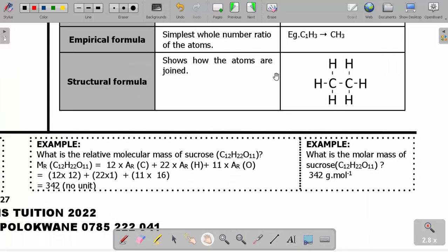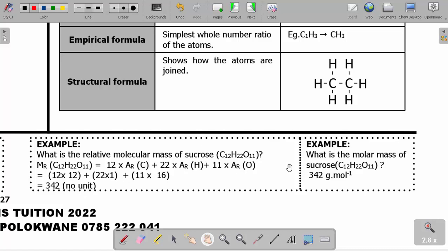Now another example here also could be, what is the relative molecular mass of sucrose? That is C12H22O11. Now we're going to do it. Carbon is 12, so we're going to say 12 times 12. What about hydrogen? It has got mass of 1. It's going to be 1 times 22. What about oxygen with 11 of them? It's going to be 11 times 16, which gives us 342. Because this is relative molecular mass, it has no units.